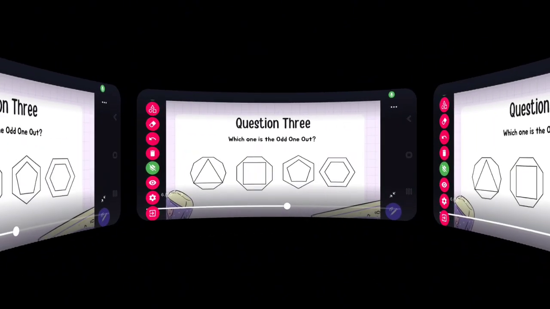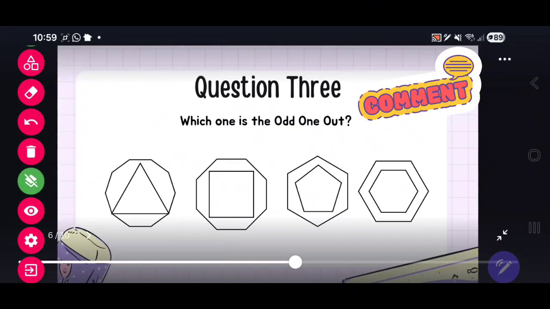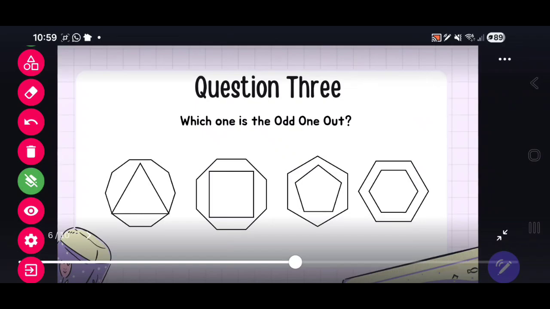Question 3 is a little bit harder than question 1 and 2, so if you want to again pause this video and write down in the comment section what you got for this question, please do that. So the first thing is we're going to be going in order, and number 1 that we said was the number of sides. So we're going to be counting the number of sides of each shape.